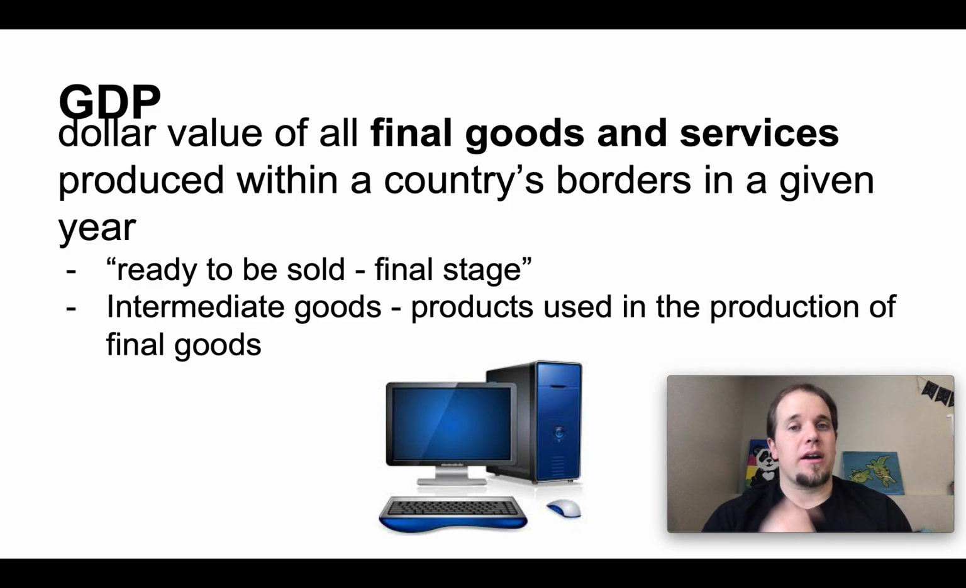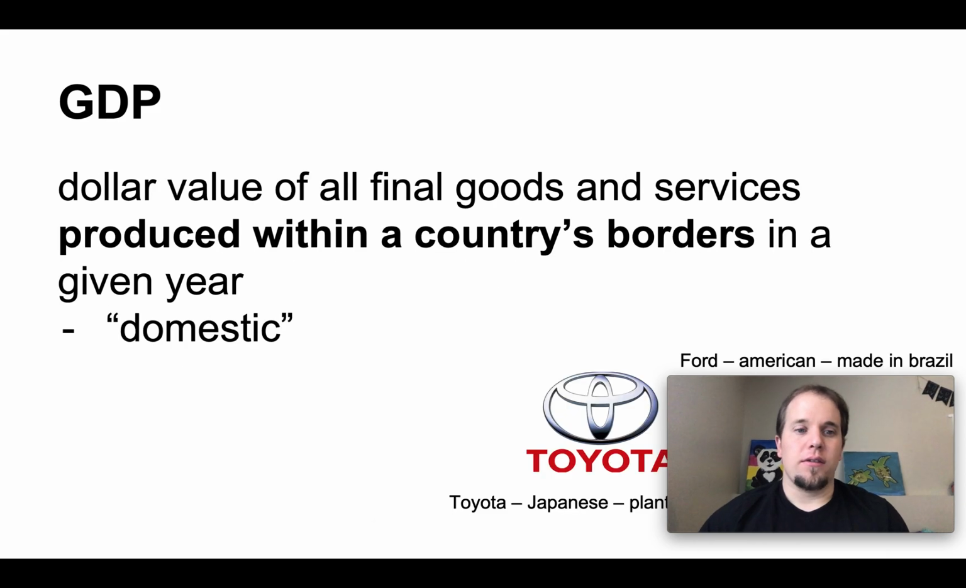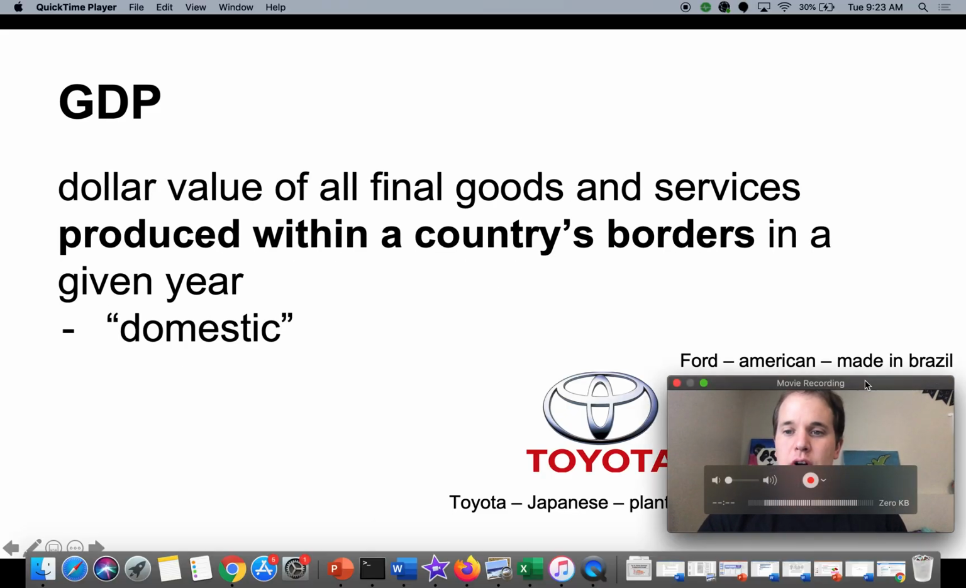Same thing when it comes to a vehicle or a lawnmower. All those different parts that have been used to assemble those products would not be considered part of GDP, only the final good. So when you buy that car, it is in a final good state. It is part of GDP. Produced within a country's border.